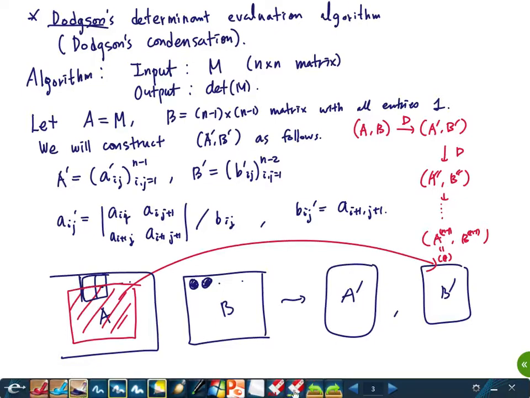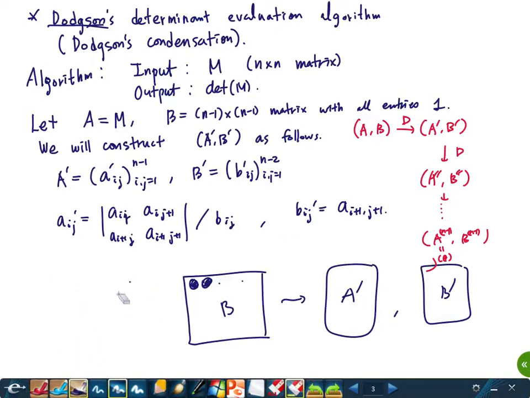Now let me erase this part. Oh yeah, that's a good question. If B i j, we will assume that the B i j are not zero. That may happen, of course, but if it does, Lewis Carroll suggested rearranging the rows and columns of the original matrix, and then doing this again. That's basically the idea. But we will only consider the situations where the B i j are not zero. Otherwise, it has some problem. But we will assume that we have a nice situation.